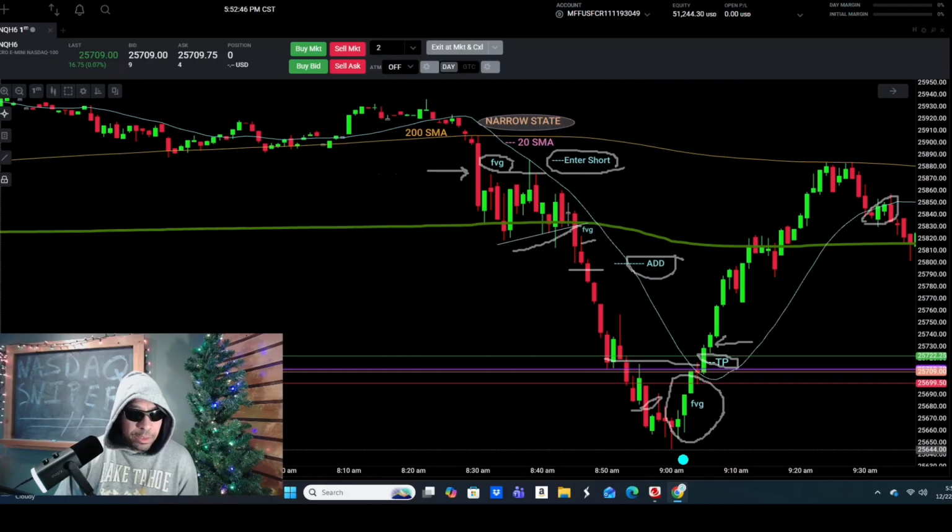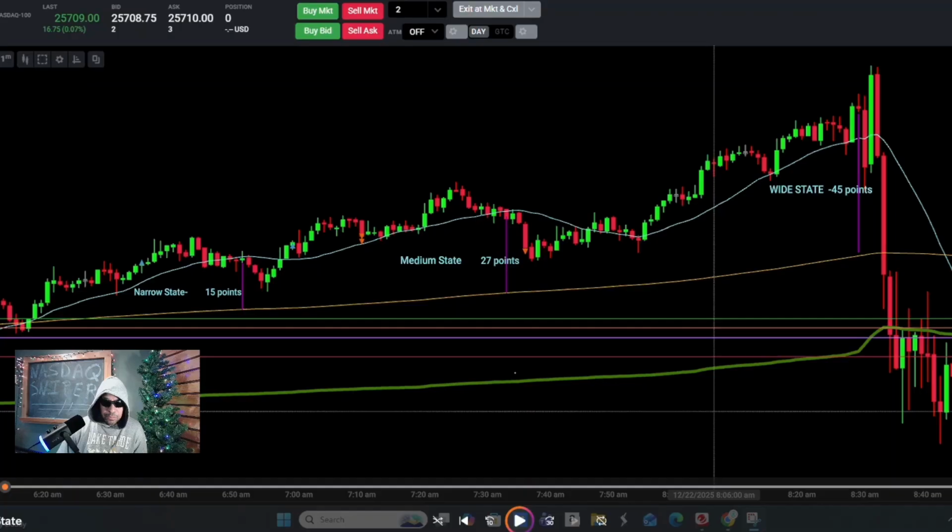I wanted to explain, okay, what does it look like when it's a narrow? How do you know that it's going to be a narrow state? And our friend Jamba D, he asked that great question. Let's see if we can pull that up.